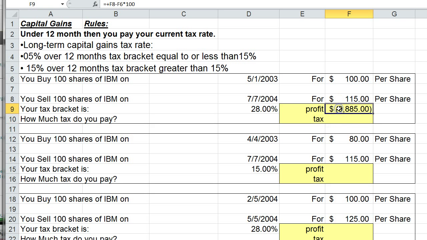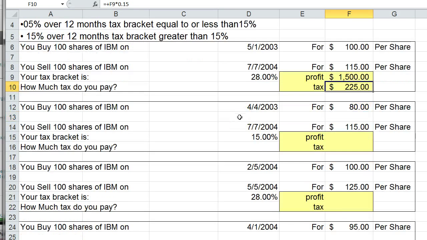Let's see, that is not right. Oh, I know why. I've got to do a little order of operations here. Please excuse my dear Aunt Sally. That's better. Okay, so I made $1,500 profit on the stock transaction. So my taxes are going to be the $1,500 times 15%, because in the 28% tax bracket, which is higher than 15%, I qualify for the 15% capital gains rate. So that would be my taxes here.